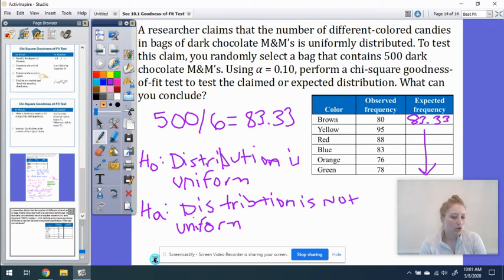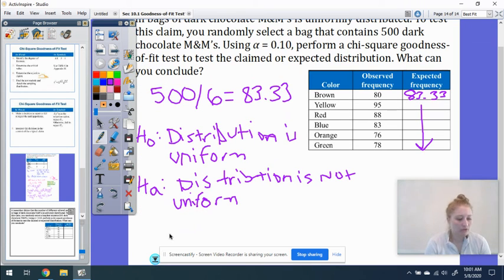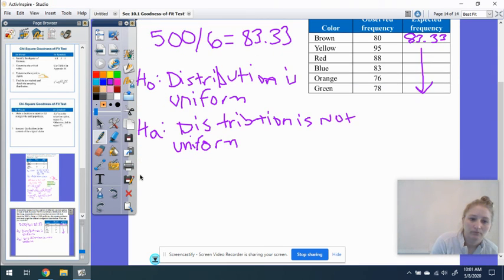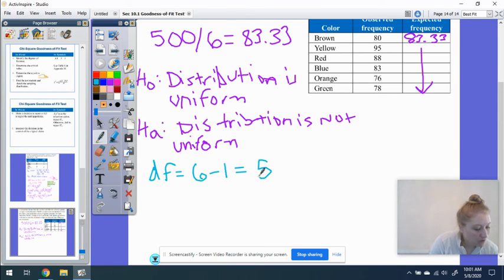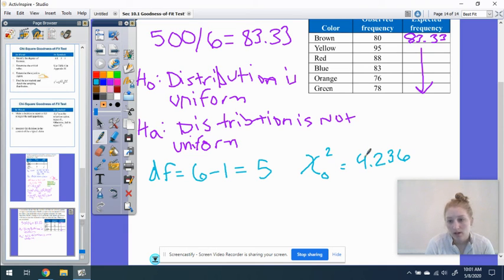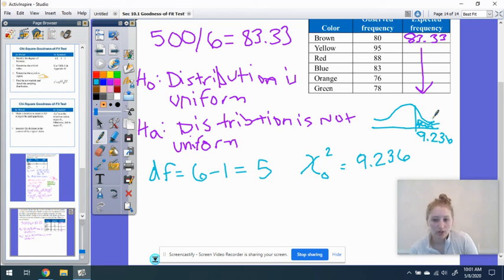Okay, so the next thing that we need to do is we need to figure out what our critical value is. So in this case, our degrees of freedom is we've got 6 different colors, so 6 minus 1, which is 5. And at an alpha level of 10%, our critical value is 9.236. And where am I getting that? I'm getting that from the back of the book. So that's telling me that anything greater than 9.236 is in the rejection region.